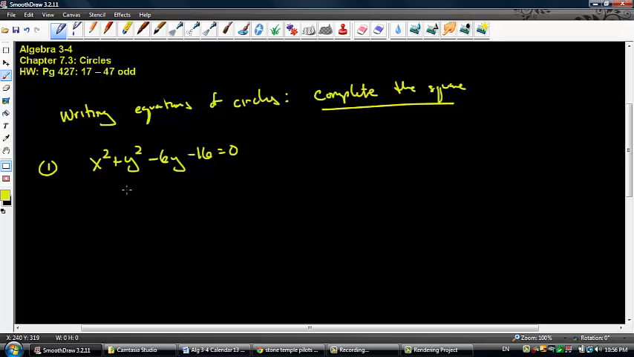With circles, you have to do completing the square twice most of the time. This time we don't, because we only have one linear y term, right? This is my linear y term, negative 6y. So what I'm going to do is say x squared plus y squared minus 6y, leave myself some space, I'm actually going to bracket these off, equals, and I'm going to move 16 over to this side.